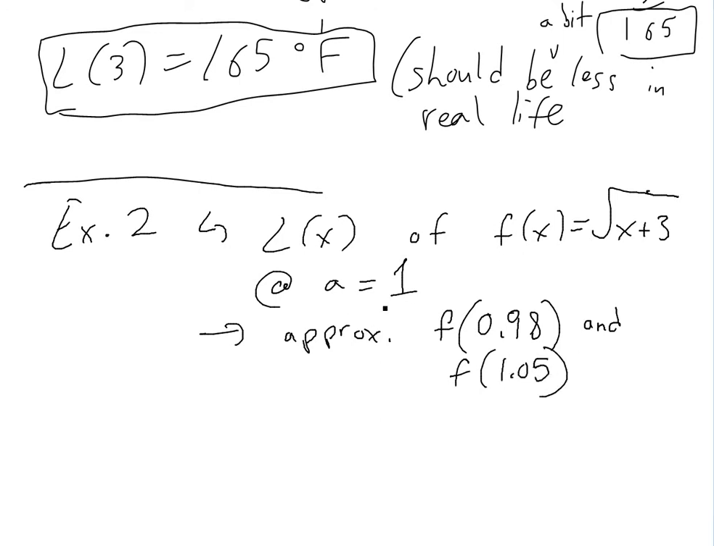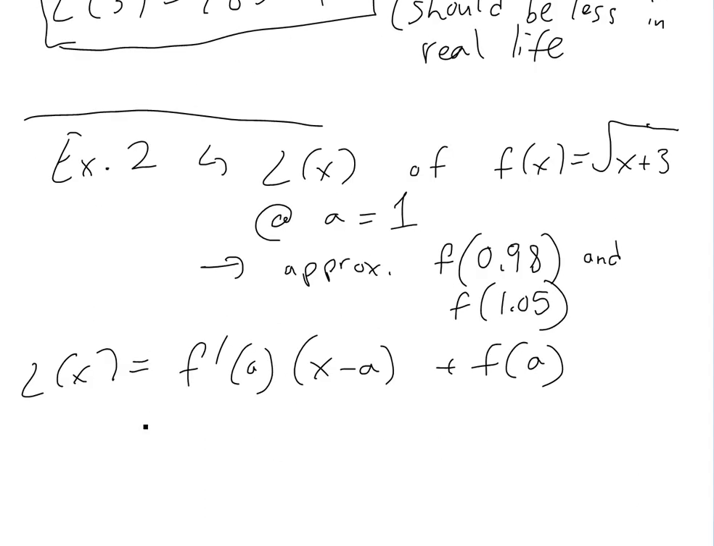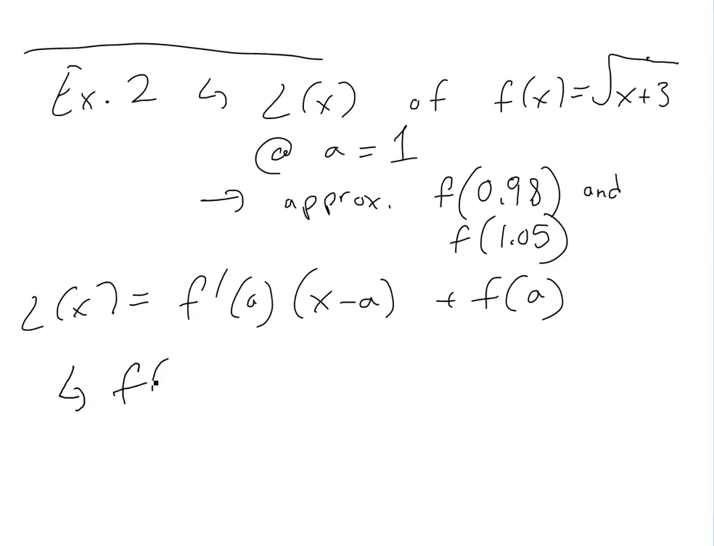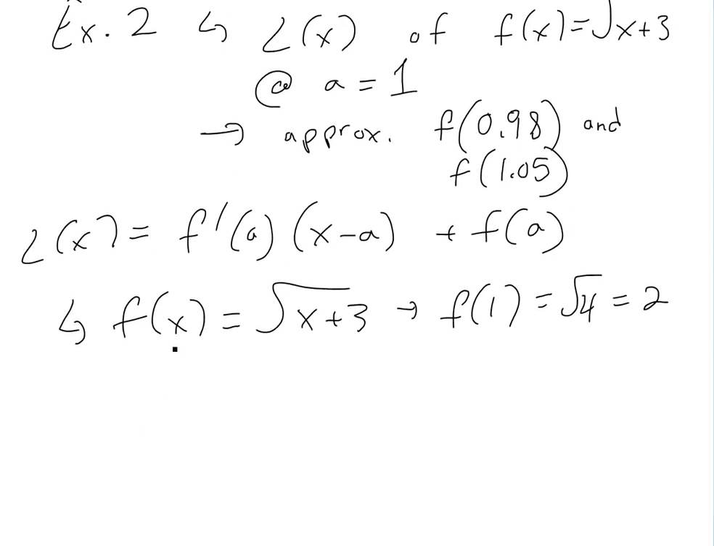To get the linear approximation of this one, again this is L of x equal to f prime of a times x minus a, plus f of a. When a is equal to 1, first we have to find the derivative. Let's write f of x is equal to the square root of x plus 3. Then f of a, or f of 1, is the square root of 1 plus 3, which is square root of 4, which equals 2. And for f prime of a, the derivative is f prime of x using the power rule, the general power rule.